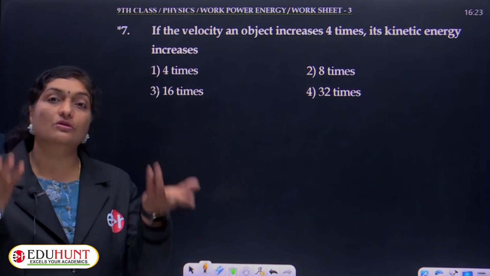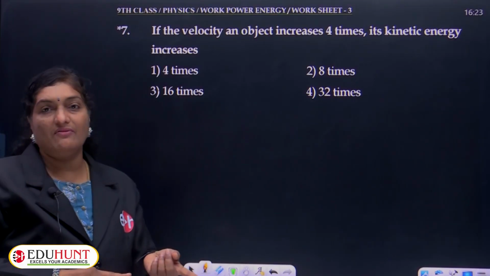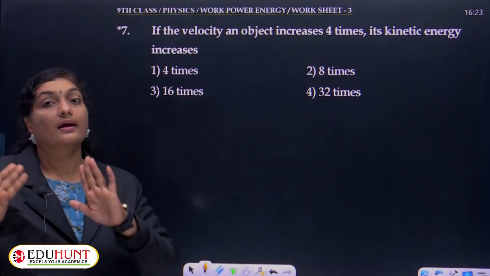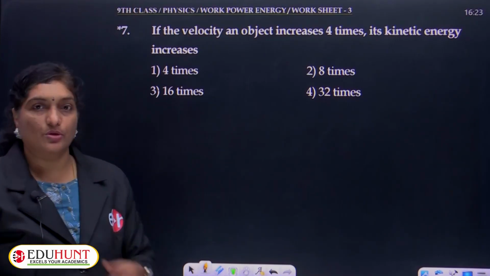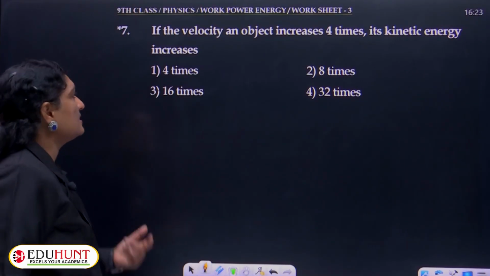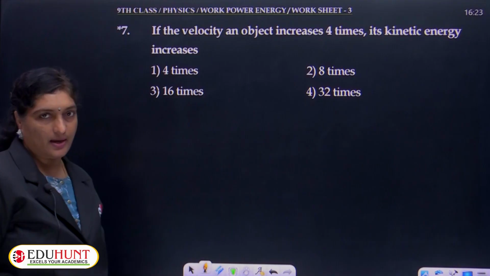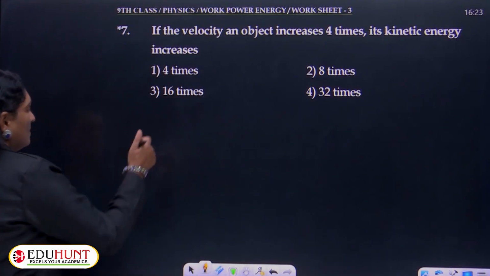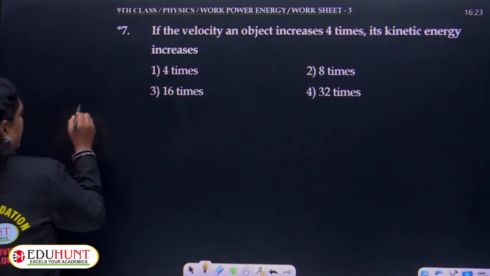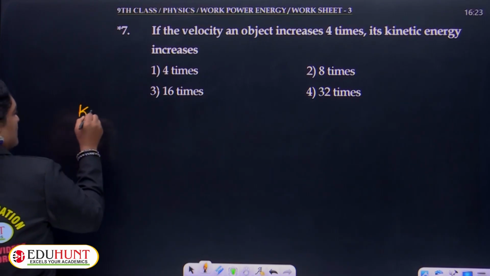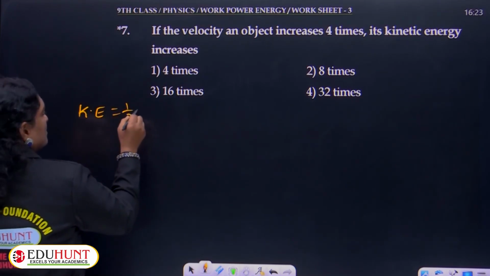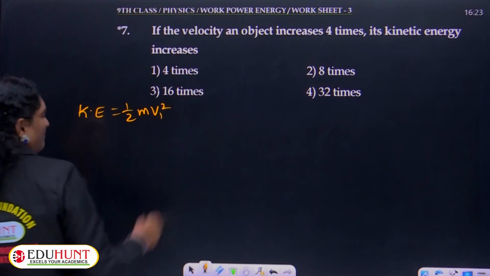Velocity increased to 4 times. So initially V1 is V, then V2 will be 4 times of the V1. Its kinetic energy increases by? So let us check it out, children. As said earlier, what is the formula for kinetic energy? Kinetic energy equals half mv1 square.